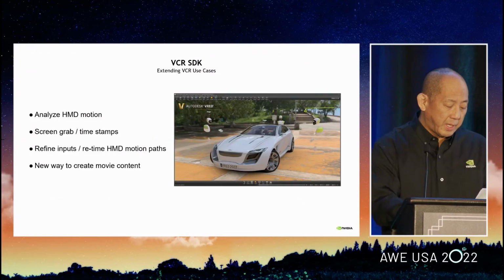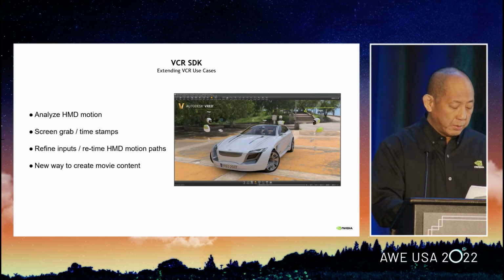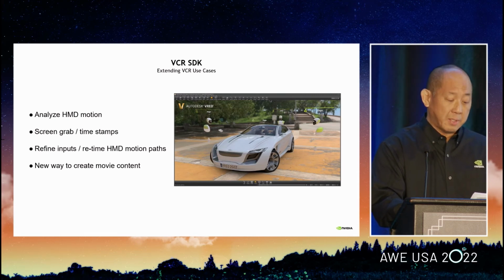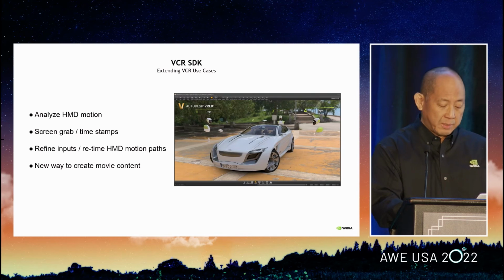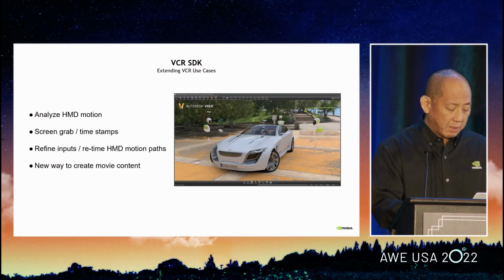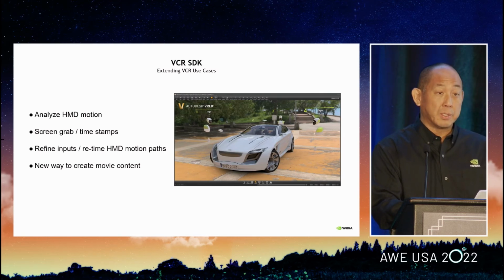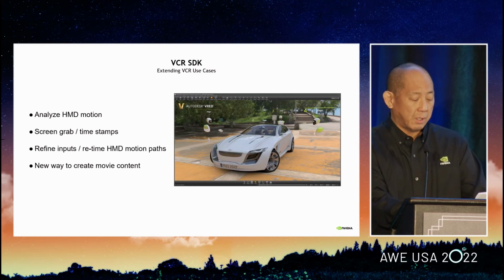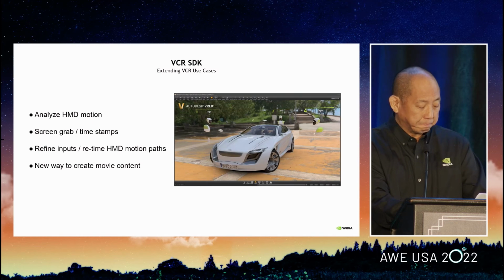So with the VCR SDK, developers and end users can really extend the core functionality to create even more additional use cases. Developers can analyze the motion tracking data and better understand how VR users navigate a scene or view a model. Snapshots and timestamps can be created based upon gaze and duration where the user pauses to look in a particular scene. And editing VCR recorded files makes removing invalid controller inputs or retiming HMD motion paths much easier without having to re-record VR user inputs in a scene.